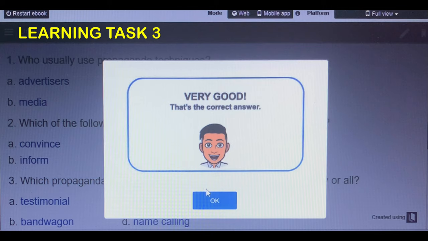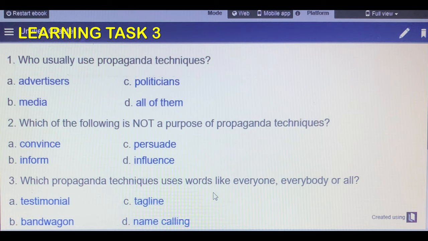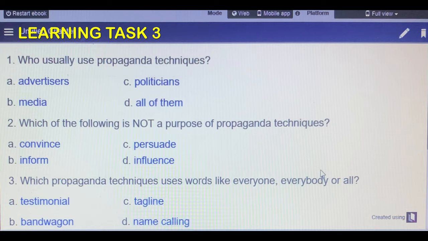Number 3. Which propaganda techniques uses words like everyone, everybody, or all? A. Testimonial. B. Bandwagon. C. Tagline. Or D. Name calling.